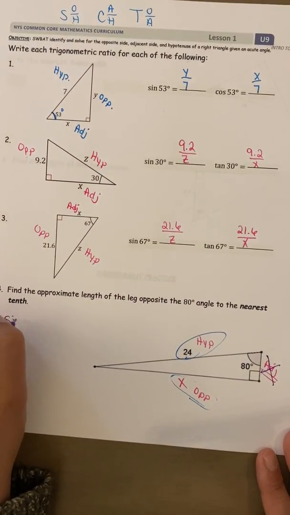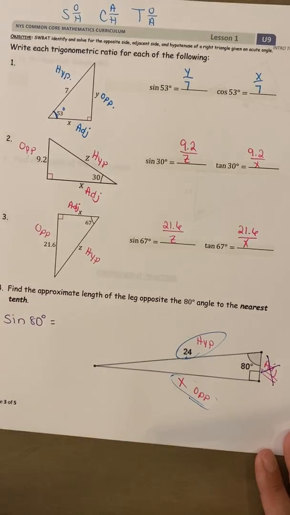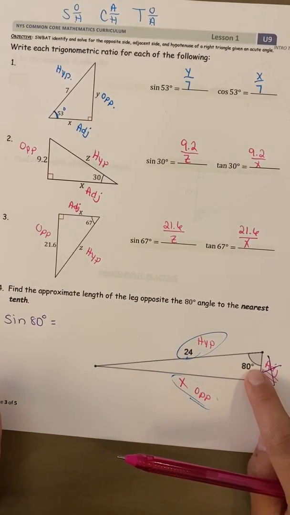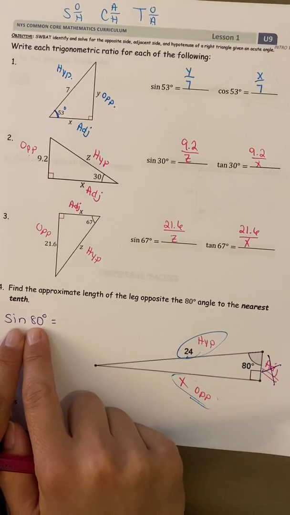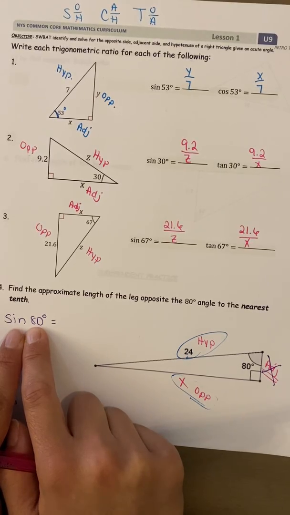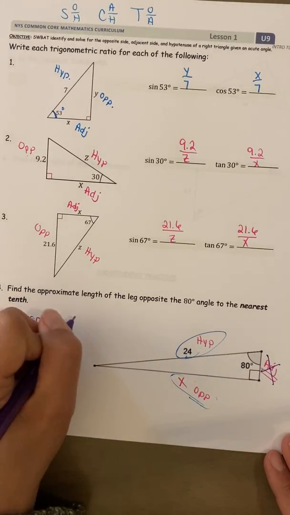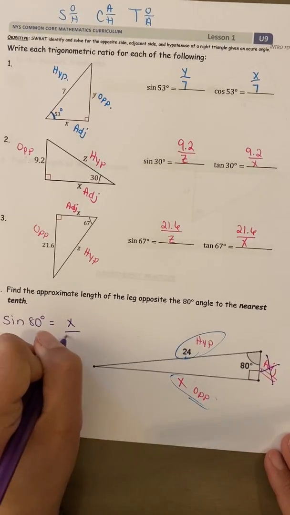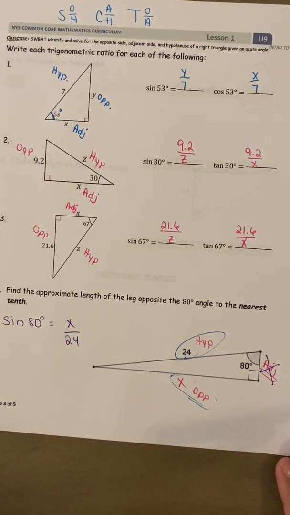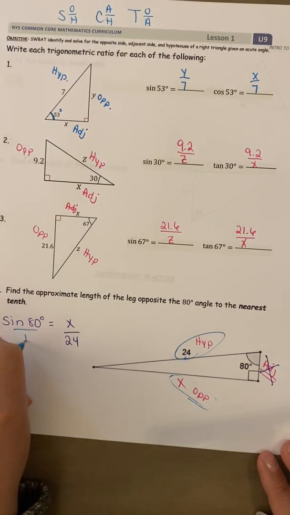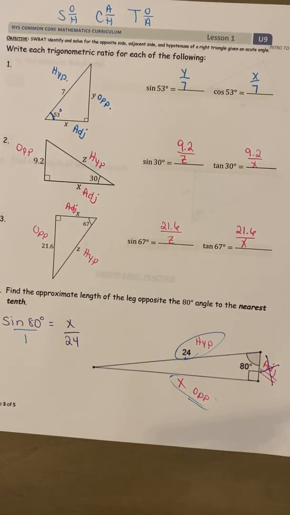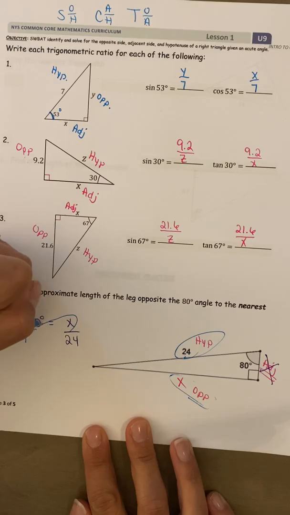So it's going to be sine of 80 degrees. The 80 degrees is the angle that we marked off, so that goes with the sine. If we use cosine, it would go with the cosine, and so on. Opposite over hypotenuse, so it's x over 24. I think the easiest way to solve this is by putting this over 1. You guys are very good at solving proportions, so we're going to treat this as a proportion and cross multiply here.